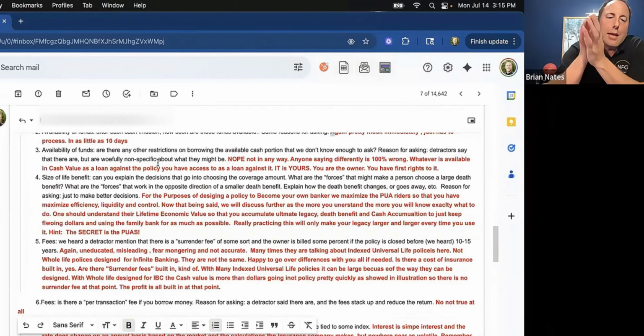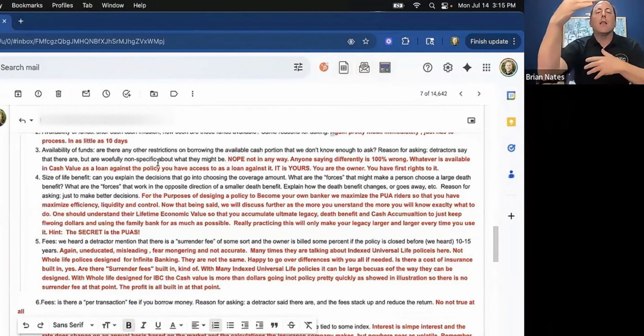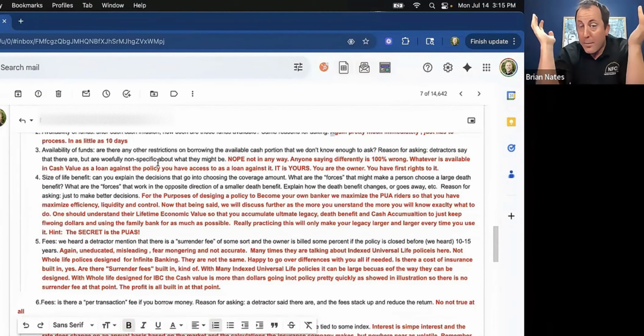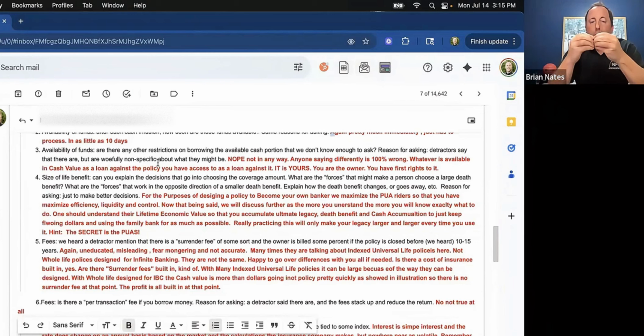Whatever is available in cash value as a loan against the policy, even if you have other loans you've already taken against the policy, it is like a line of credit. It is yours. You're the owner of the policy. You have the first rights to it over anybody, over the insurance company. You own the title. It is your policy, just like owning the title or the deed of a house, right? You're the owner. You control it.